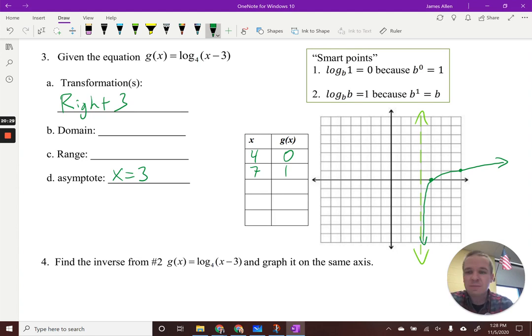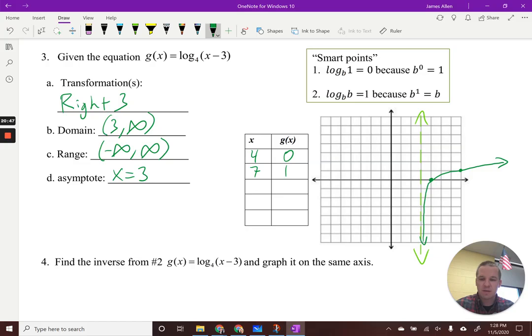Beautiful. And from here, I can clearly see my domain and my range. My domain is going to be when it's larger than 3, so 3 to infinity. And then my range is all real numbers, or negative infinity to positive infinity. Nice. All right. So I've got my log graphed.